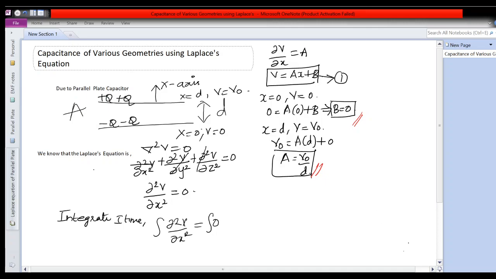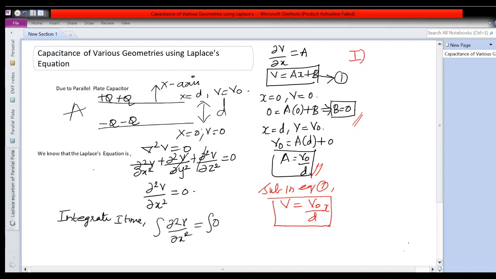Now I will substitute in equation 1. What you will get? V is equal to V naught by d into x, and B is 0 already. Now I am going to calculate.